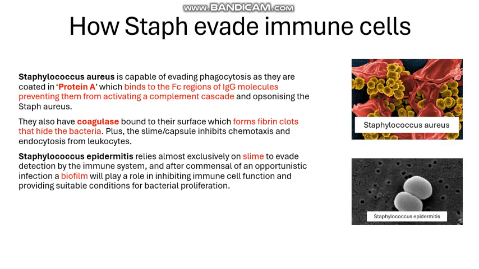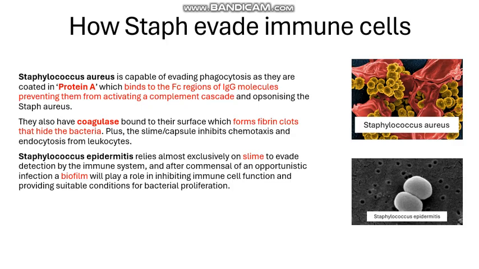Staphylococcus aureus is capable of evading phagocytosis by immune cells as they're coated in a substance called protein A, which binds to the Fc regions of immunoglobulin G molecules, preventing them from activating a complement cascade and opsonizing the Staph aureus. If you're confused about that, I have videos from the medical immunology module that talk about immunoglobulin structure, where we go over the Fc region, which is just the bottom part of the heavy chains.